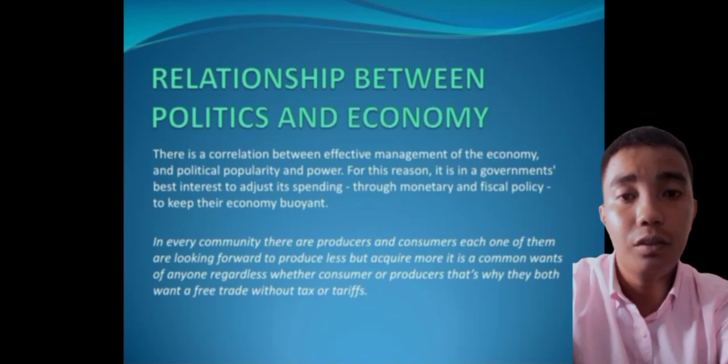Each one of them is looking forward to producing less but acquiring more. It is a common want of anyone, regardless of whether consumer or producer. That's why they both want free trade without tax or tariffs.